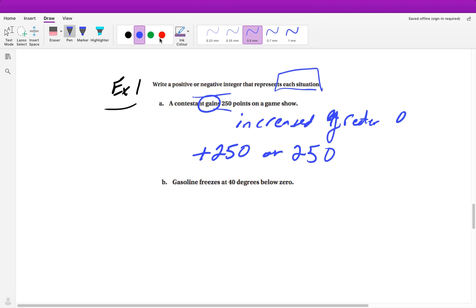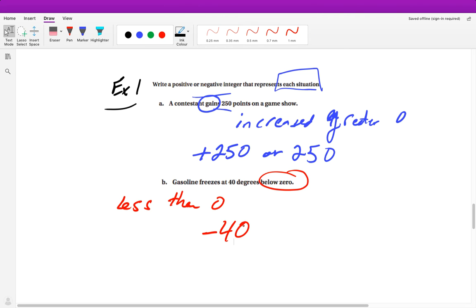All right, the next one says gasoline freezes at 40 degrees below 0. Below. So that means that it is less than 0, which then means it has to be negative. So we must write this as -40. We cannot just write 40 because that is implying that it is positive. So it would just be -40. All right, so that is the first thing that we were supposed to be able to do, which is identify how to write our integers when given a scenario.